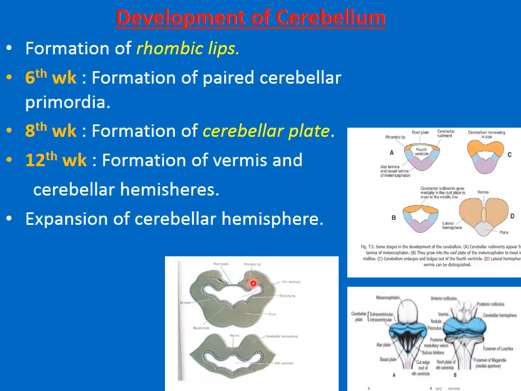These are the paired cerebellar primordia, also growing like this and forming the primordia of the cerebellar hemispheres. At the end of the 8th week, the portion of these lips just caudal to the mesencephalon grow towards each other and fuse with one another across the midline.